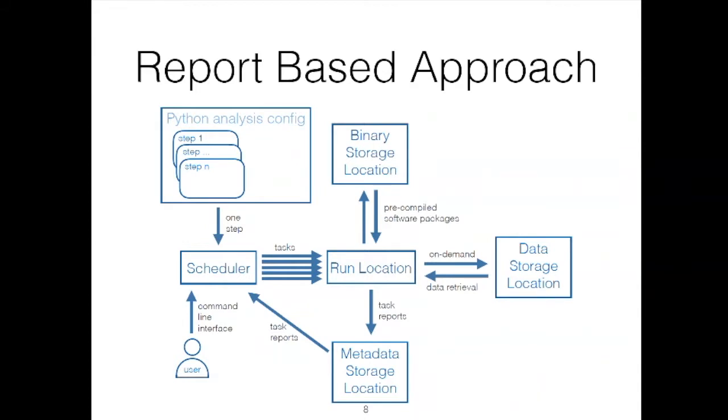For example, if you do the event selection and you have maybe 10,000 files which you have to run, then there would be one task for each file. Then the scheduler can combine multiple tasks and send them as jobs to a run location. On the run location, you have to make sure that the right software is available. So first, it will look at the binary storage location if a precompiled software package is already available. If not, it can download the source code, compile it, and then store the compiled version on the binary storage location, so for the next job, it's already available.